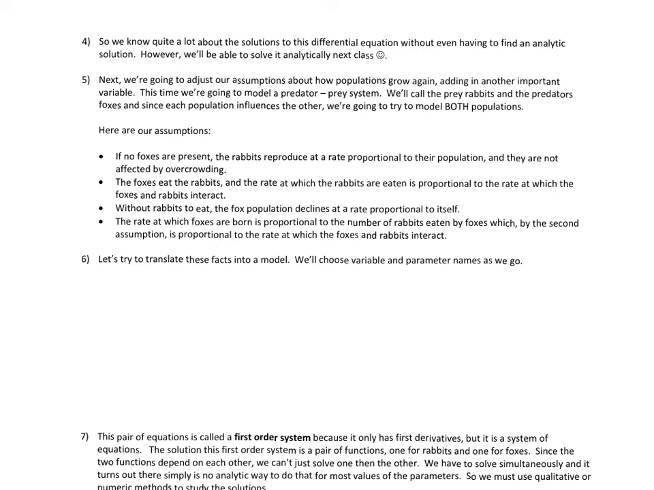Okay, so let's try to translate these 4 facts into a model. So we're going to have R stand for rabbits, F stand for foxes. And let's just look at the first bullet. When no foxes are present, the rabbits reproduce at a rate proportional to their population. So their reproduction rate, dR dt, is proportional to their population size. So that one's pretty straightforward. And then the foxes eat the rabbits, and the rate at which the rabbits are eaten is proportional to the rate at which the foxes and rabbits interact.